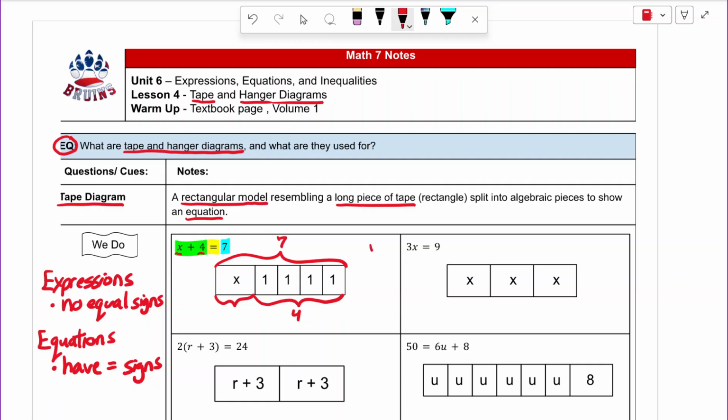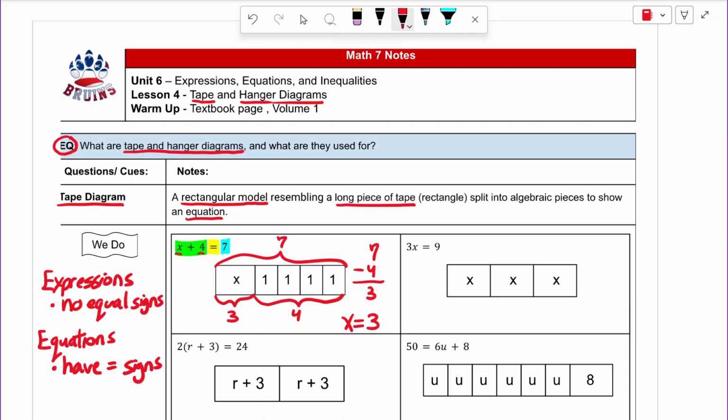Now that was an easy one. You probably knew the answer already, but that's how it works. And so the answer to this is x is 3. And that's how tape diagrams work. Now there's different variations, and so let's take a look at this next one.